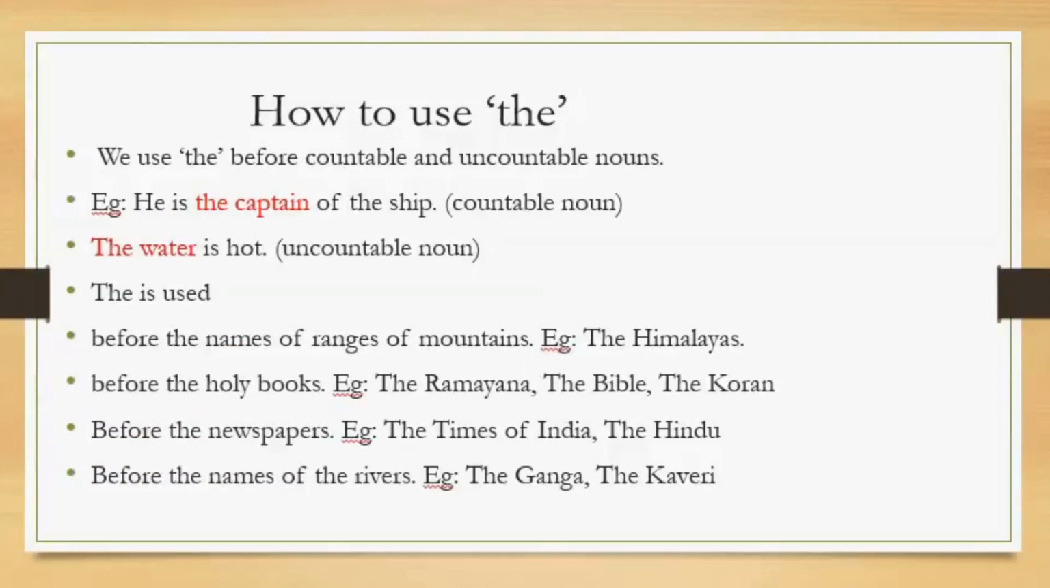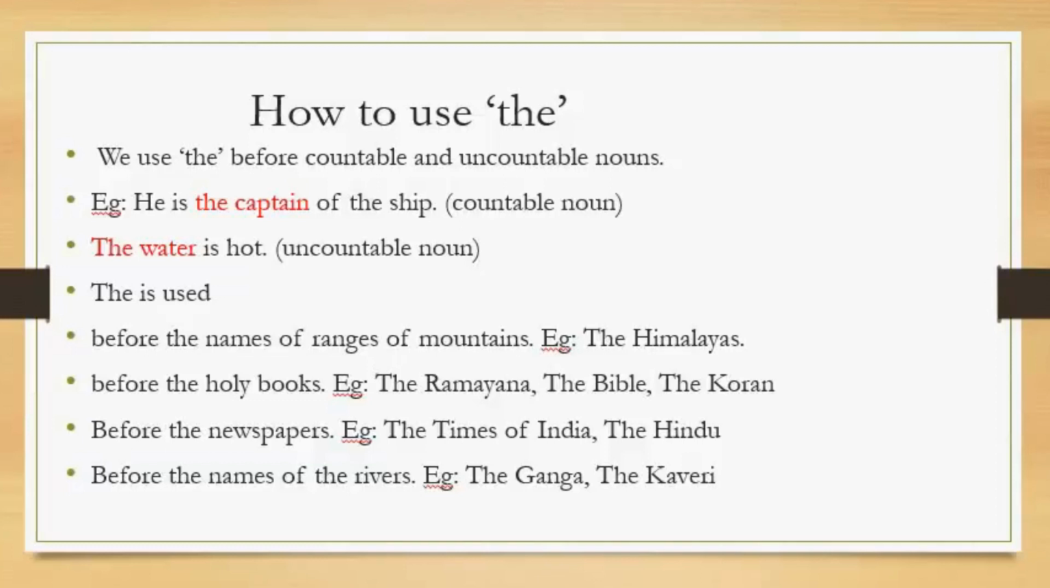Then how to use the? We use the before countable and uncountable nouns. The is used before countable as well as uncountable nouns. I'm sure you are aware of countable and uncountable nouns. The things which can be counted, we call countable nouns. The things which cannot be counted are called uncountable nouns.